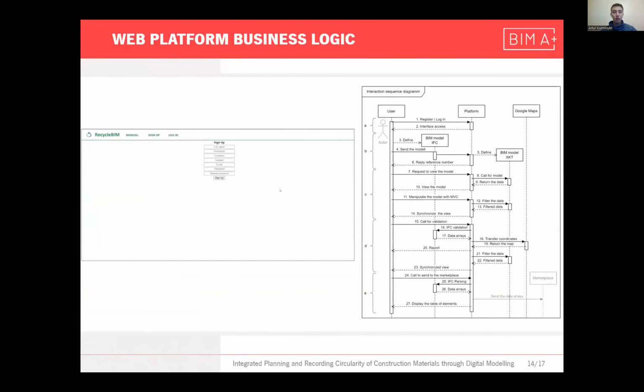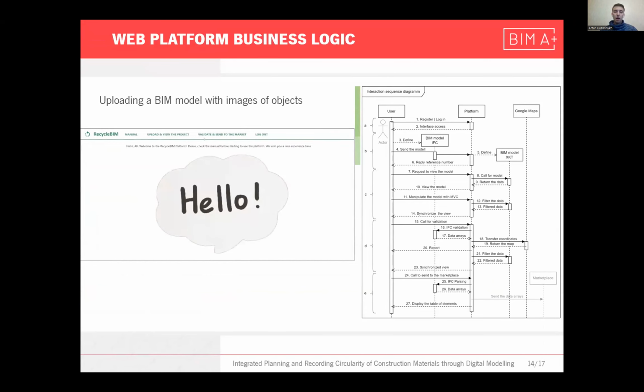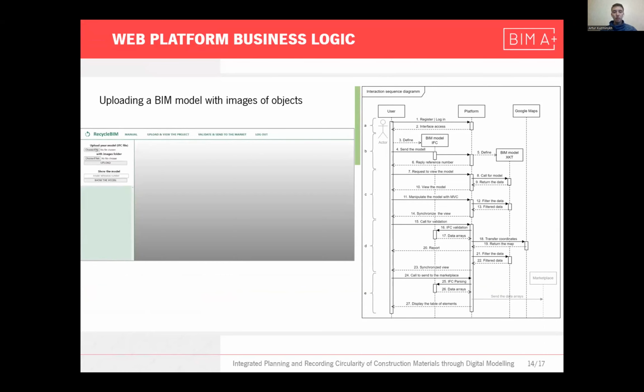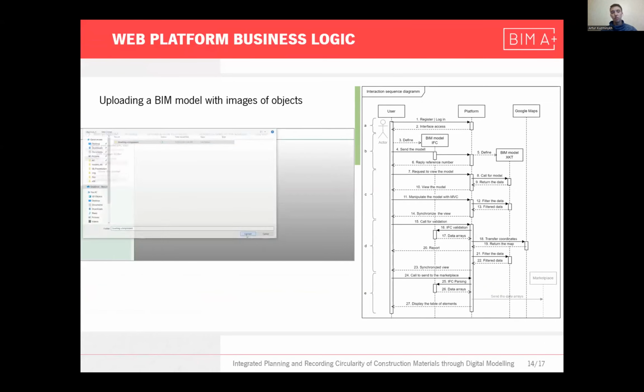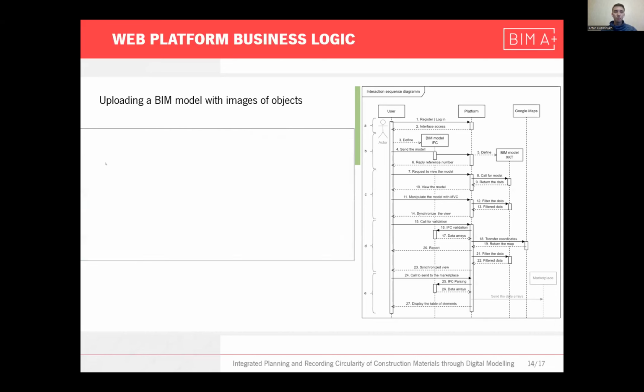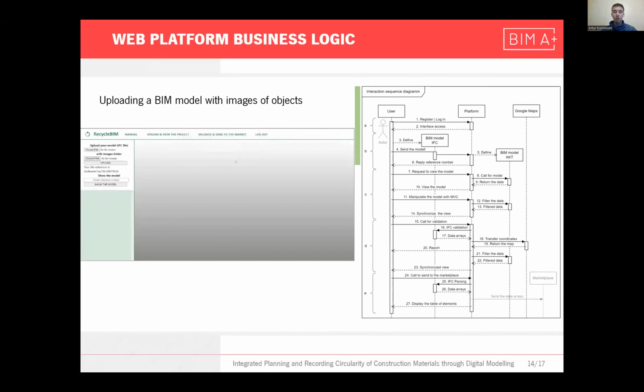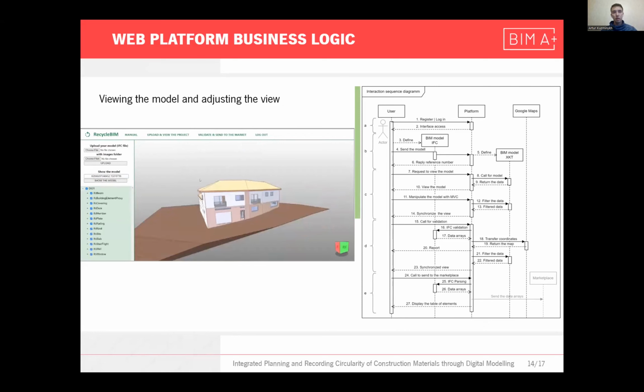Here is the UML sequence diagram of the developed platform to describe the business logic. It all starts with the user registration to provide authorized access. After being logged in, the user can upload the model with documentation, namely photos of the real objects. So the system generates a unique reference number. Using this reference number, we can view and manipulate the model straight in the web browser.